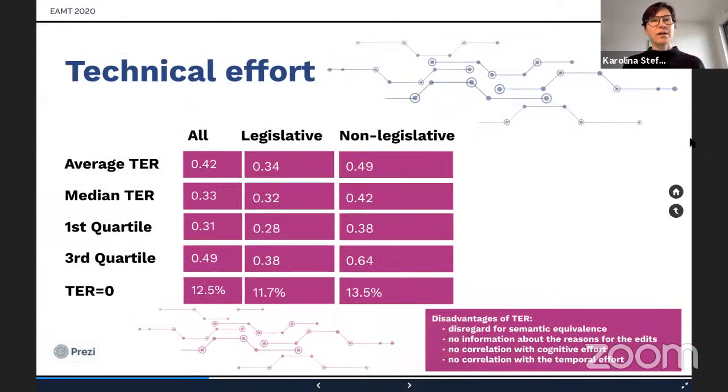So then I calculated the average for the individual text, the median for the text and for the sample as a whole. And I counted the share of segments that did not require any changes. I differentiated between legislative and non-legislative texts. So you can see in the table that for the English-Polish language pair, our neural machine translation performs much better for legislative text when compared to non-legislative text.